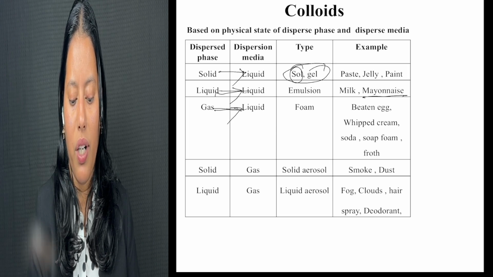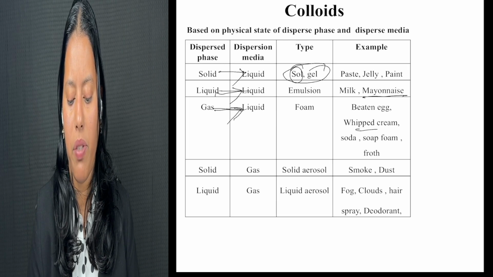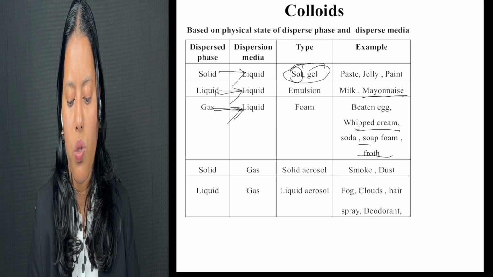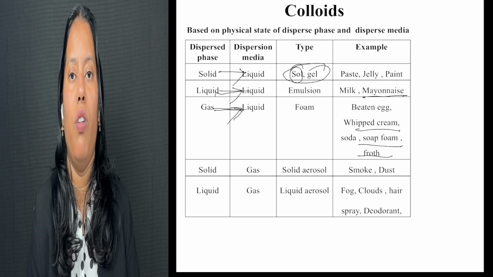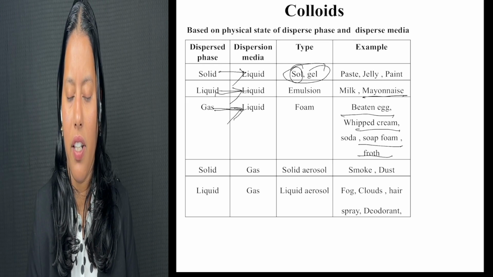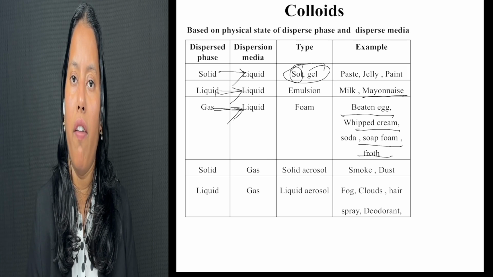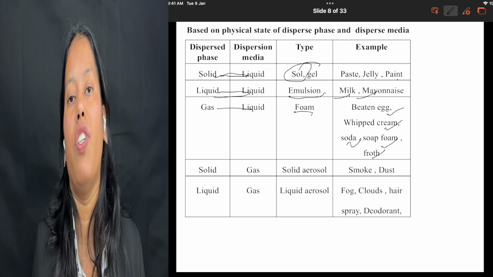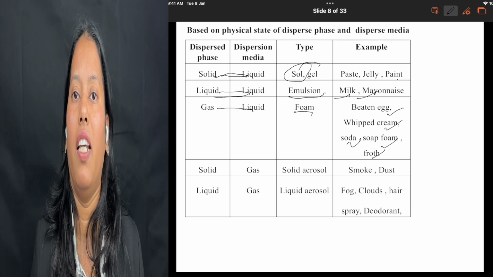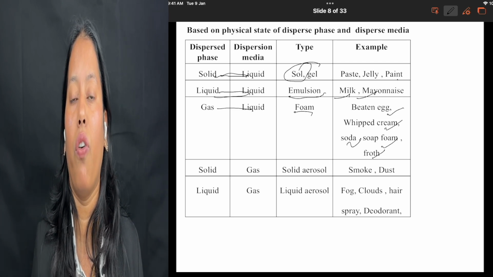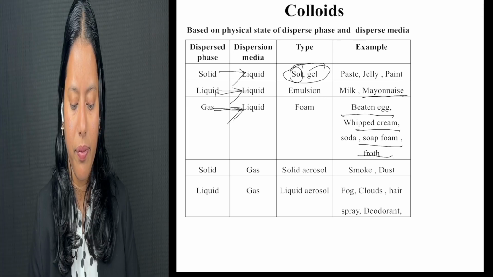Then gas distributed into liquid is called a foam. Examples are whipped cream, froth, and soap foam. When you beat an egg, outside air gets entrapped into the egg, and it becomes more fluffy and frothy. Dalgona coffee, which you make, is the same example. You beat the coffee solution, the air gets entrapped, and you get thick frothy coffee. That is also an example of gas into liquid.